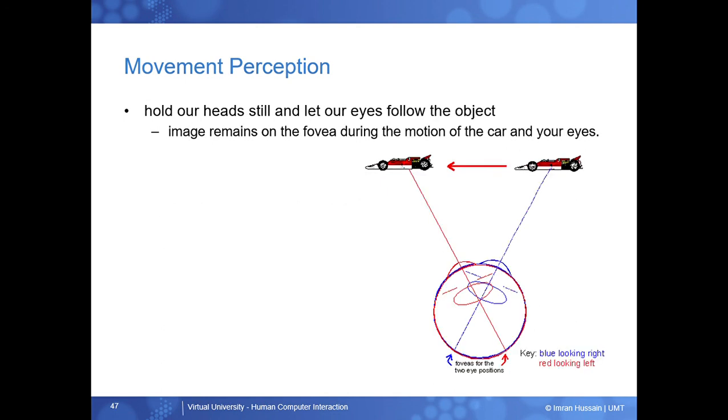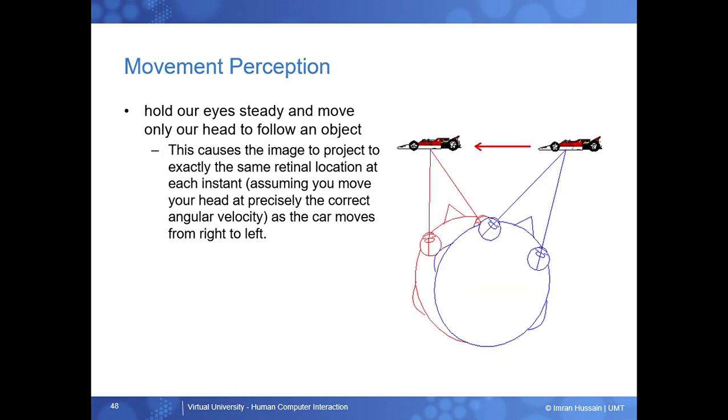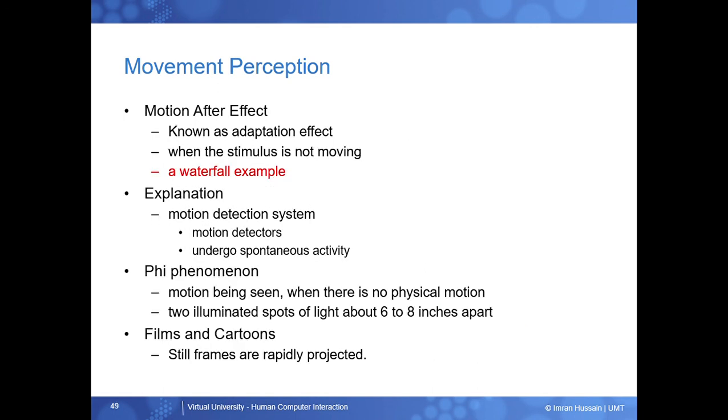Ayan. So hold our head still and let our eyes follow the object. Like, ganyan. Tapos hold our eyes steady and move only our head to follow an object. Okay, this causes the image to project to exactly the same retinal location. Yan. So, those are different movement perceptions. Okay, so motion after effect.